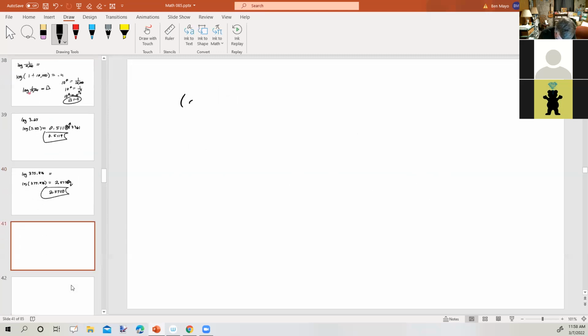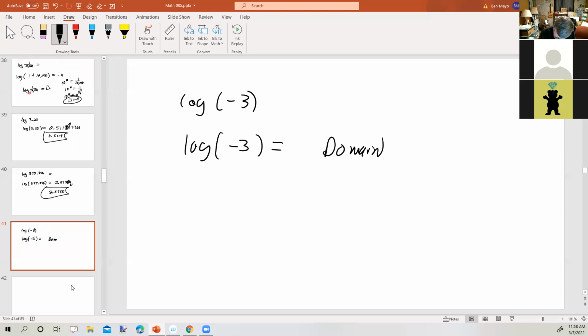All right, let's try the log of -3. So log -3, close it up, equals, and I get domain error. Okay, we can't take the log of a negative number. That was one of the things we discussed back there.